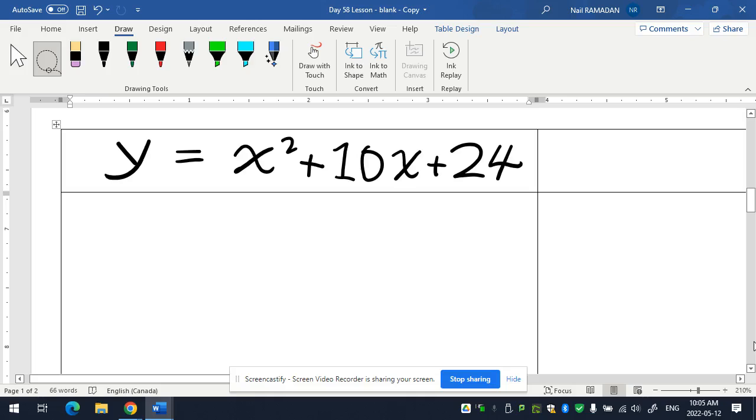Pencils down. By the way, the process is so simple and it could sink in if you just give it some time. Can someone tell me what's the last number there? 24. Okay, pencils down. Give me two numbers that multiply to 24. Raise your hand, don't just shout them out. Give me two numbers that if you multiply together, they give you 24.